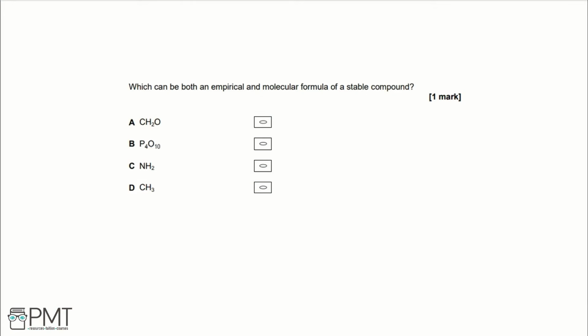Which can be both an empirical and molecular formula of a stable compound? A. CH2O, B. P4O10, C. NH2, or D. CH3. The key in this question is that we're looking for an empirical and molecular formula of a stable compound. So empirical formula is the simplest way you can write a molecular formula. So if it can be divided by 2, that would be the empirical formula.